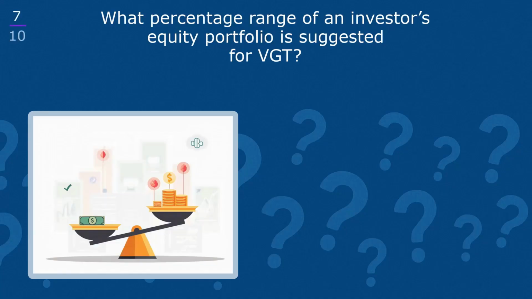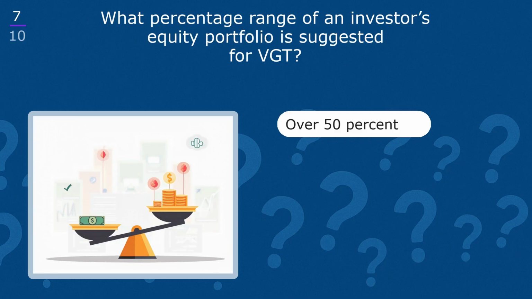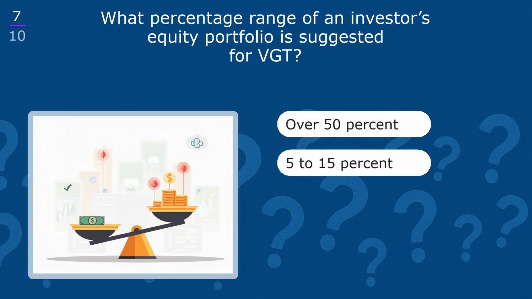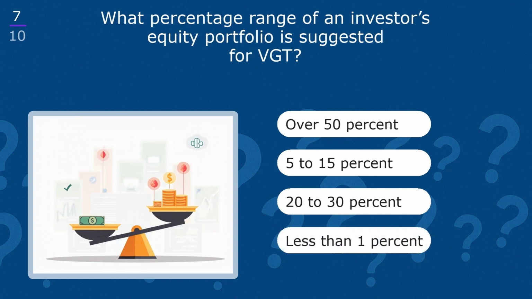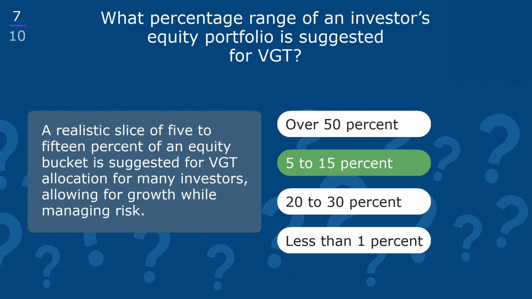What percentage range of an investor's equity portfolio is suggested for VGT? Over 50%. 5 to 15%. 20 to 30%. Less than 1%. A realistic slice of 5 to 15% of an equity bucket is suggested for VGT allocation for many investors, allowing for growth while managing risk.